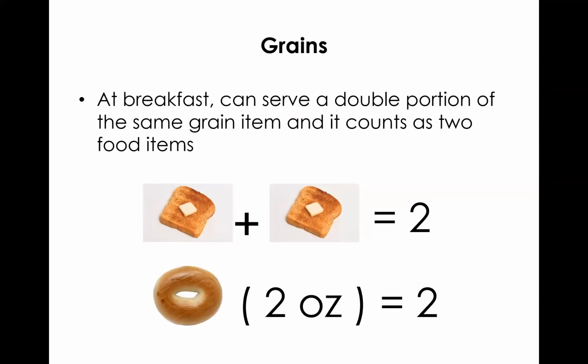Let's look at an example with the grains before we review each component. So at breakfast, you could serve a double portion of the same grain item and it counts as 2 food items. So in the example you see on the screen, I can serve 2 pieces of toast to count as 2 grain servings and 2 items. Or I can serve a large bagel that credits as 2 grains, and this would be 2 items.